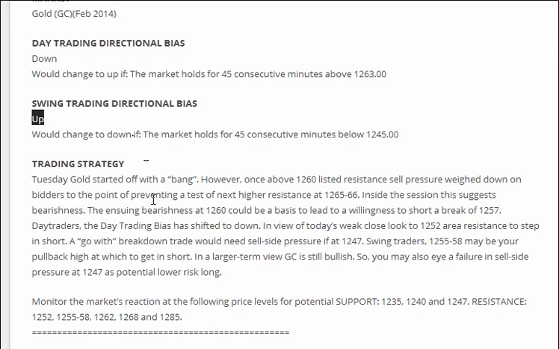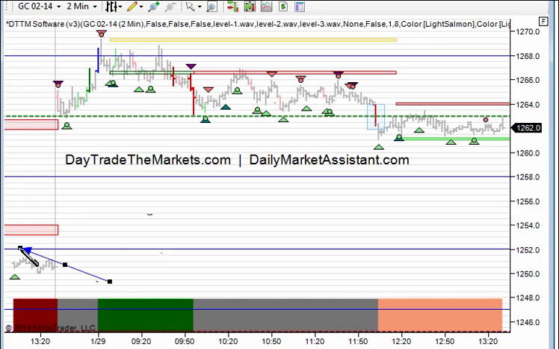So again, heading into this day, what we wanted to look for is, well, first of all, you can see we closed yesterday down here around 1250. So the first level we wanted to monitor was the 1252 area. That could be a pretty aggressive place to get short. Obviously, we opened well above that. We then would want to look at the 1258. Well, we opened well above that.